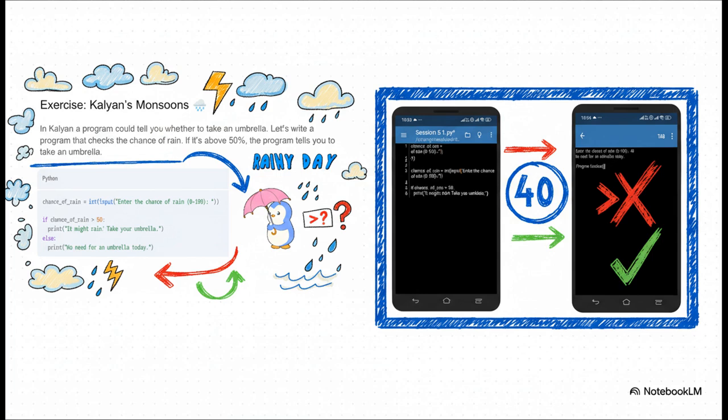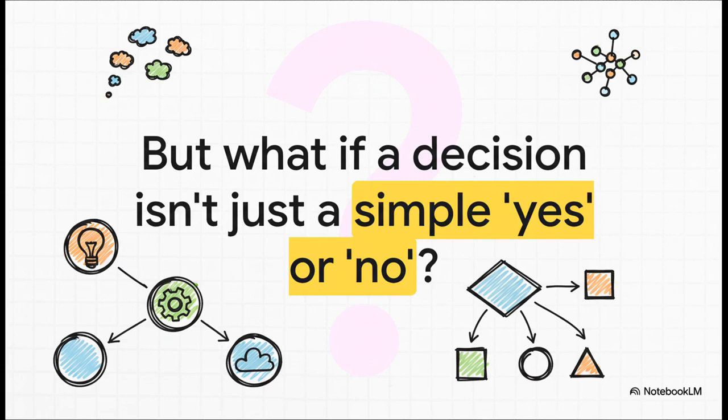So it completely skips the first instruction and jumps straight down to the else part and prints "no need for an umbrella today." See? Perfect, simple logic. That's great for a simple choice, but let's be real. Life is usually a lot more complicated than just a simple yes or no, right? What happens when you've got 3 or 4 or even more possible outcomes?